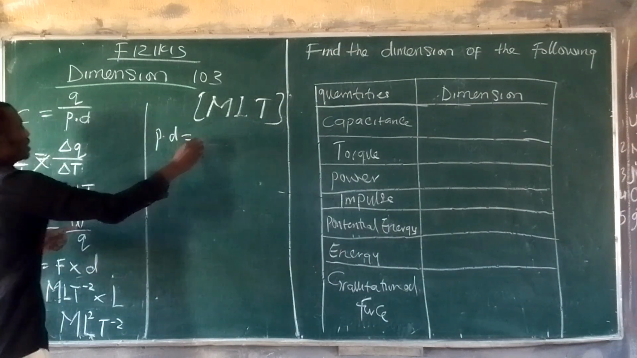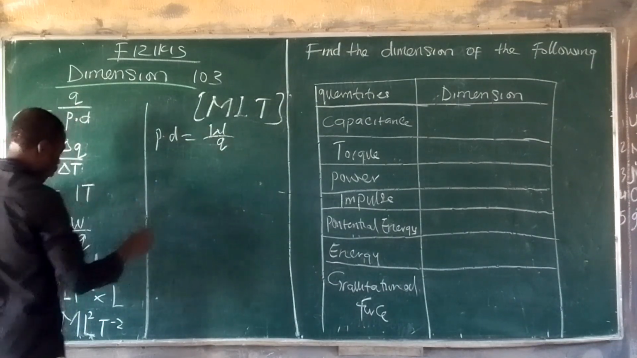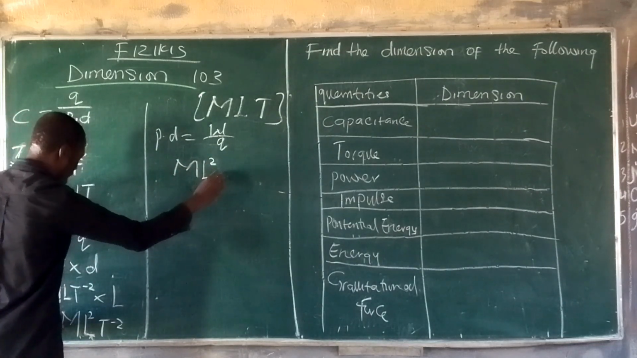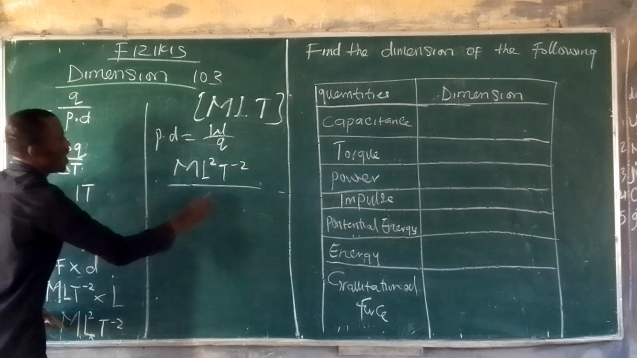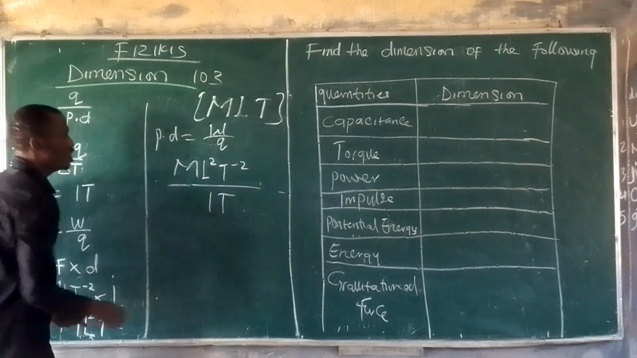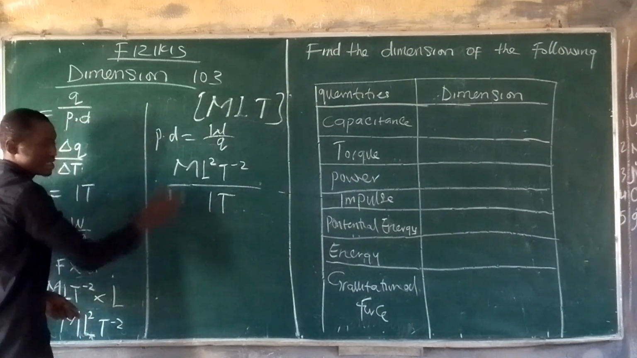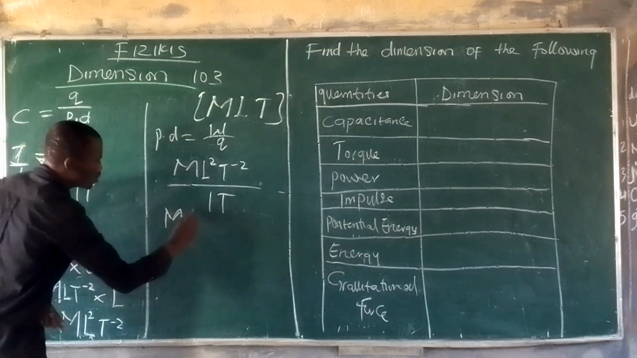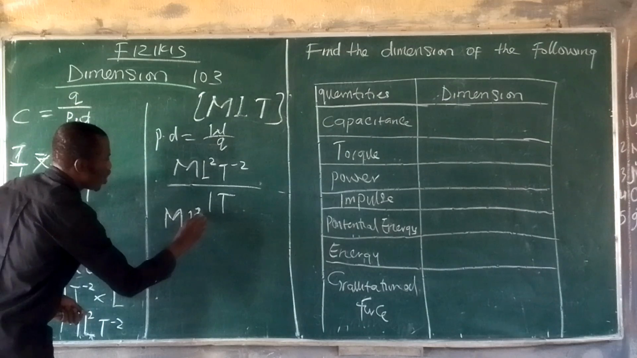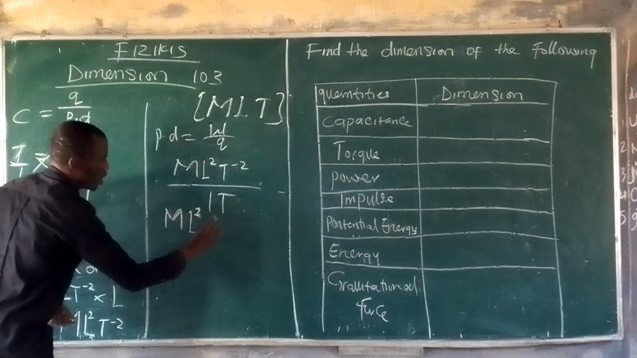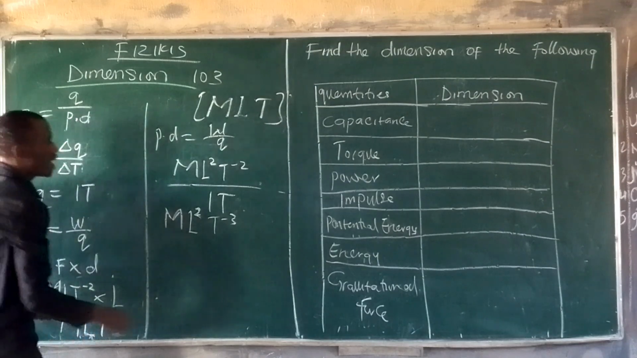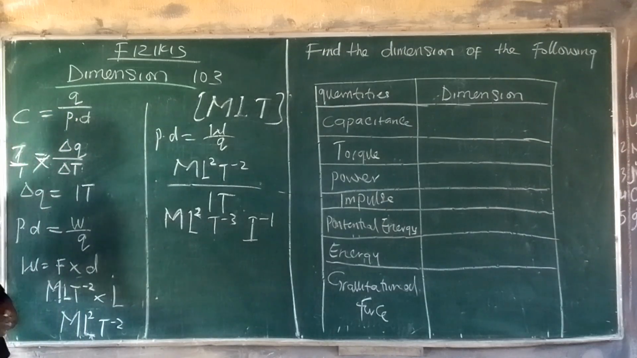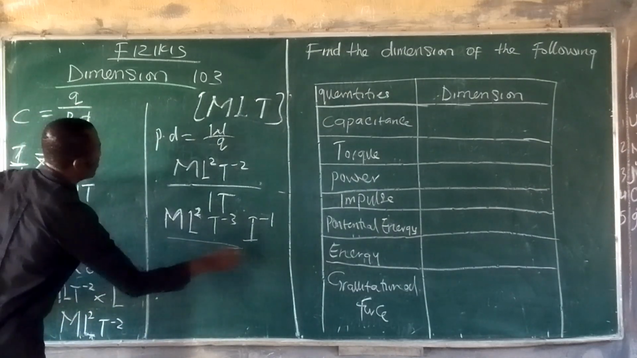We still have that PD is equal to work done over charge. Work done, let's bring this parameter upstairs to this place. We have it to become ML raised to the power of 2 T minus 2, and then we're dividing by IT. As we're dividing by IT, you need to be very careful because this is indices. We're going to apply indices here. This one becomes M, this one becomes L to the power of 2, and then minus 2 minus 1 will give me minus 3. And then I, when it goes up, becomes I to the minus 1. I need to know that this is the parameter for PD.